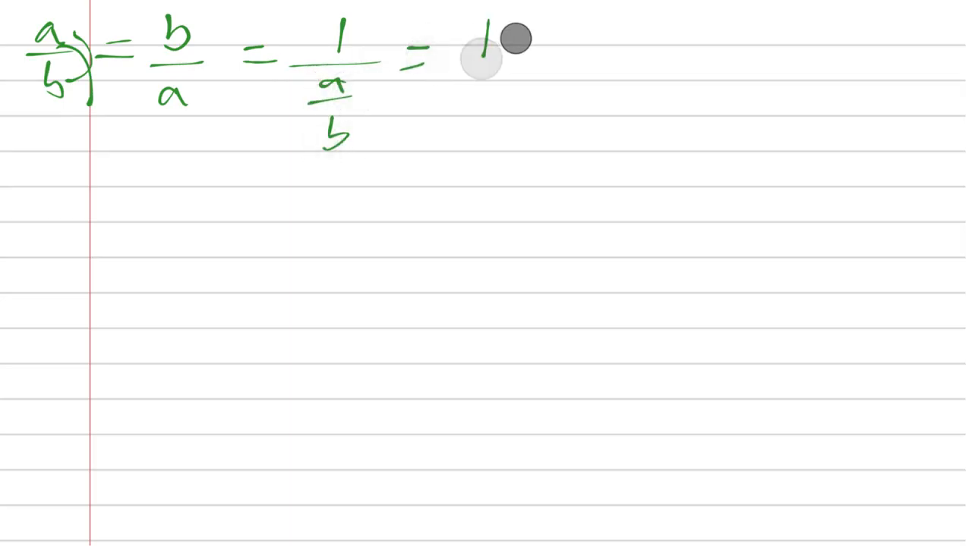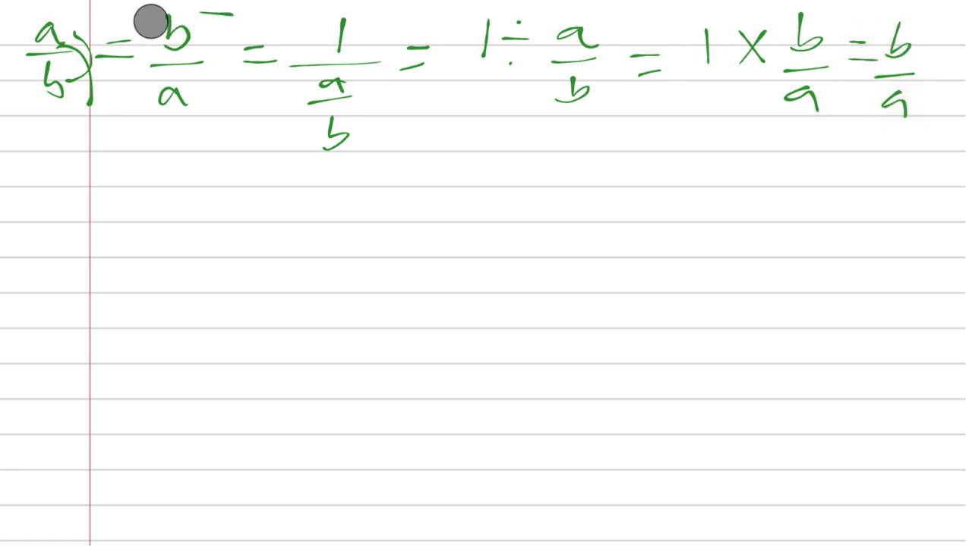Let's say I have A over B. The inverse of A over B will be what? B over A. That is, this one will go up and this one will come down. Are you seeing that? And that's the same thing as 1 over A over B. This will become 1 divided by A over B, which is the same thing as 1 times B over A, which is still B over A, just like I told you here.